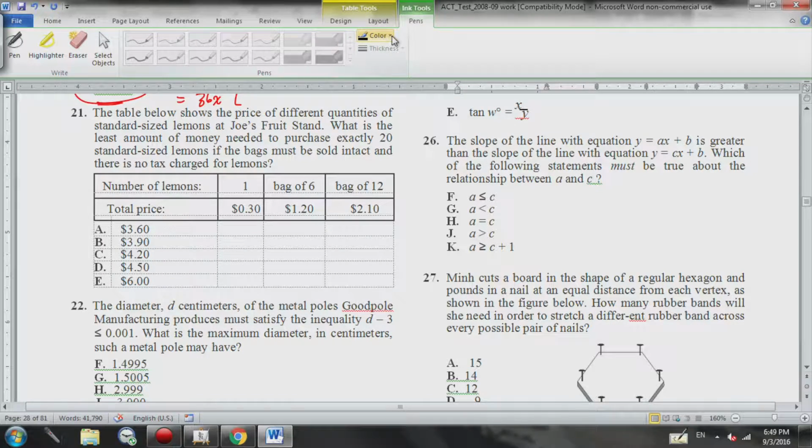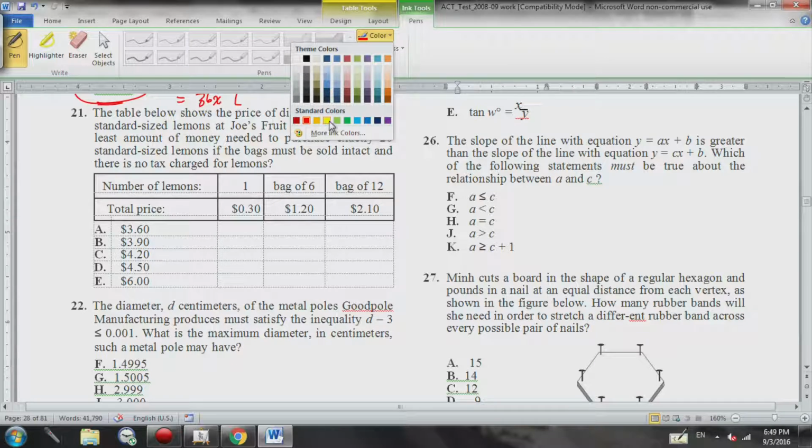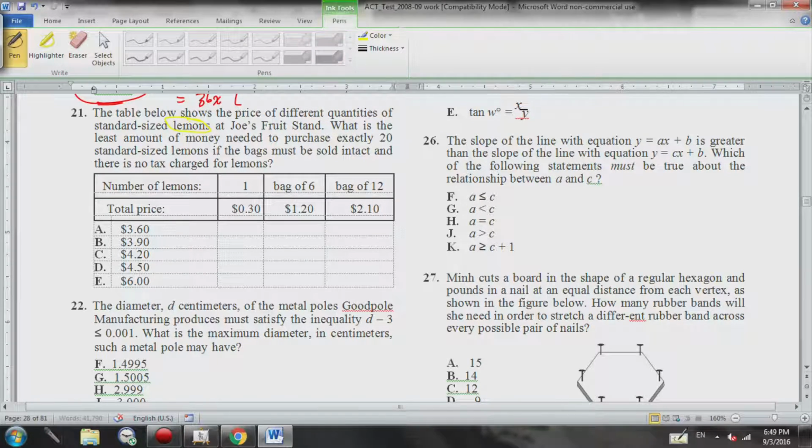Number 21. The table below shows the price of different quantities of standard size lemons, lemons at Joe's fruit stand. What is the least amount of money needed to purchase exactly 20 standard size lemons? You know, small lemons, medium lemons, large lemons. So assuming that they want the standard size lemons.